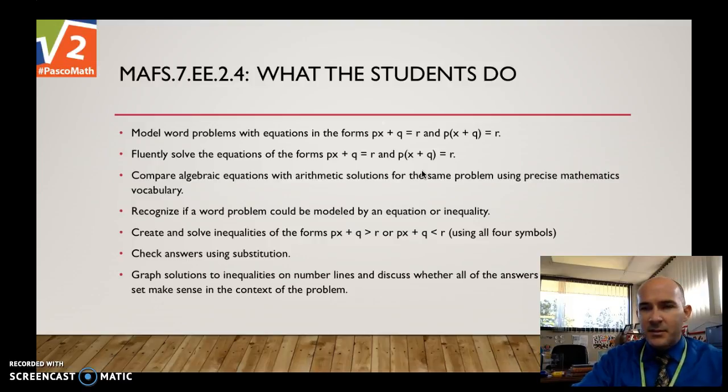Check answers using substitution. So again, once they have a solution to an equation, they can plug it into the inequality. They can plug in an answer in the solution set to make sure it's still true. And then graph solutions to inequalities with a number line and discuss whether all the answers to the solution make sense in the context of the problem. So again, not only do they have an answer, maybe like x is less than 4, but then does it make sense if you're talking about packages of something to go into the negatives?